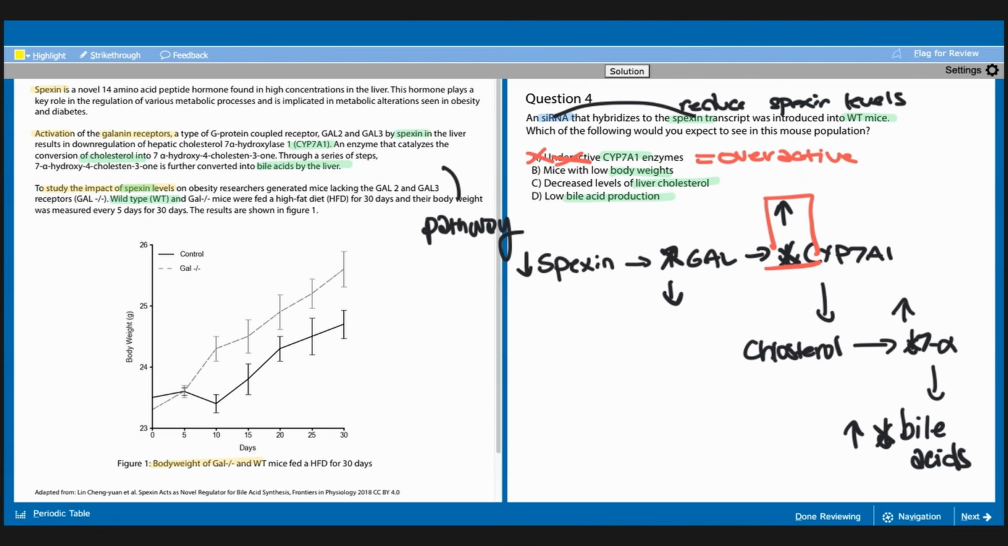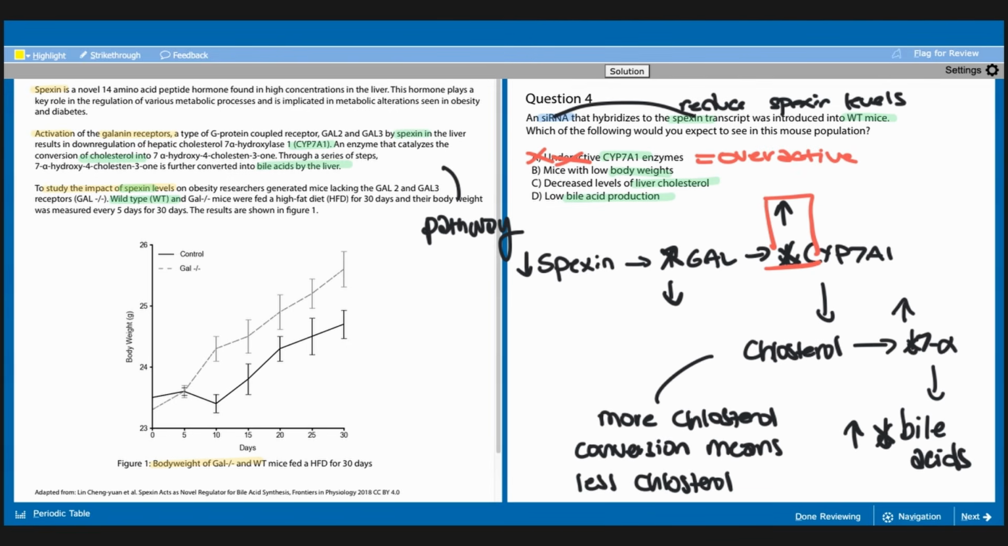Since our pathway doesn't include body weights, we'll go ahead and skip B and we can consider it a little bit later. Let's go ahead and move on to C since liver cholesterol was a part of this particular pathway. Here we have to think about what's going on and see, would we have decreased levels of liver cholesterol? Well, if we have high amounts of CYP7A1, which is what we would get if we reduce the amount of spexin levels, that means that we're converting more cholesterol to 7-alpha hydroxy, blah, blah, blah, blah. That would mean that if we have more cholesterol conversion, then we would have less cholesterol in our liver. That means C would be the correct answer choice here.